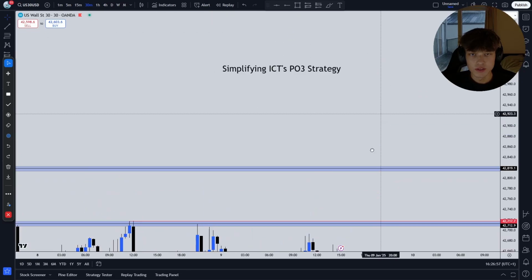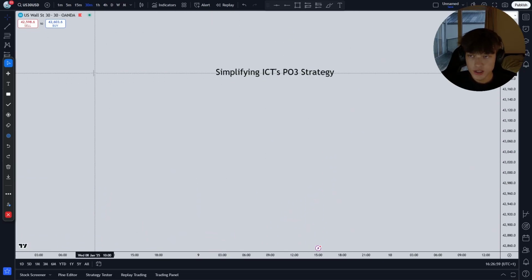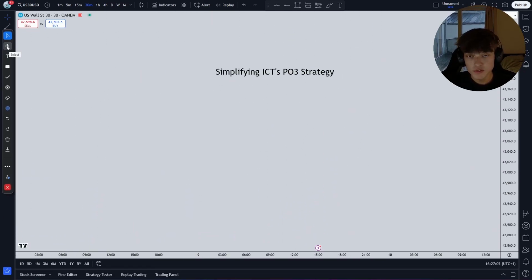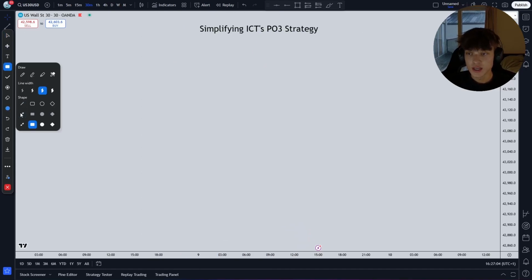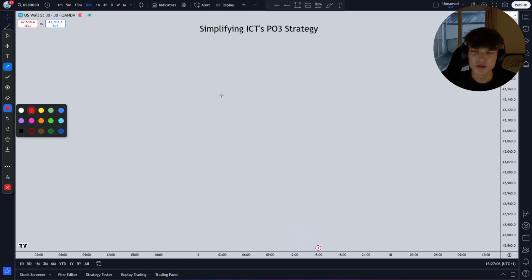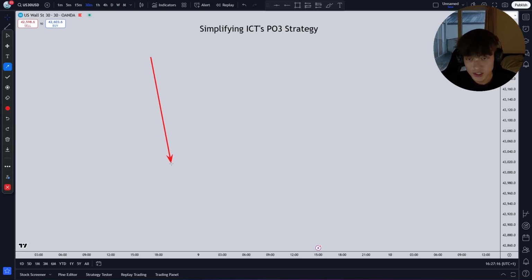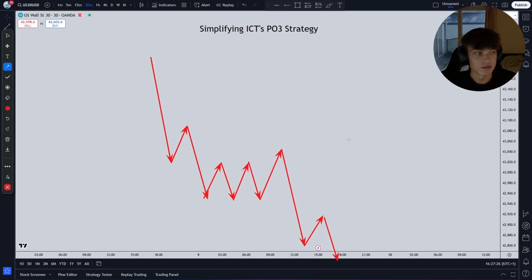The whole idea of this strategy is that the market moves in 3 phases. ICT calls it distribution, accumulation, manipulation. I simplify it a bit more than that. I call it the continuation, for example in a bearish trend. This is the continuation right here. Price now starts to consolidate, and then the liquidity, and then the continuation again. So it's a continuation phase, a consolidation phase, a liquidity phase, continuation.